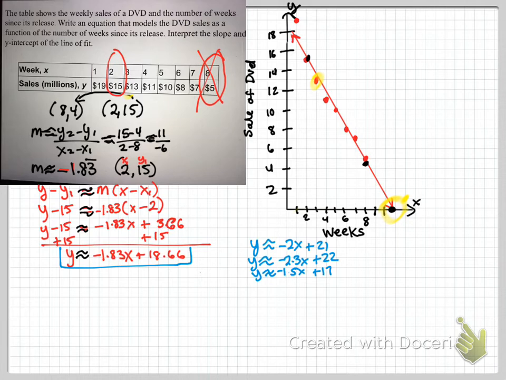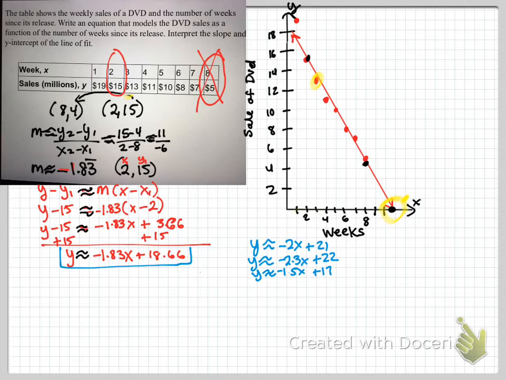So are you clear on how to interpret slope, y-intercept, and x-intercept? Yes. Okay. So now let's put this in the graphing calculator and see how close we get. Write down my equation. Compare it to yours and compare it to the one in the calculator. Did everybody write down my equation? Because I'm going to erase this right now. Y is about equal to negative 1.83x plus 18.66.